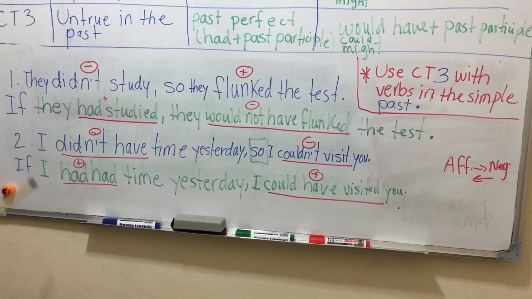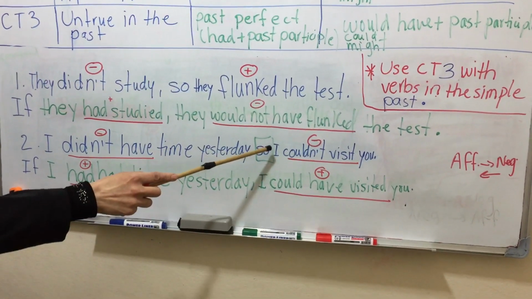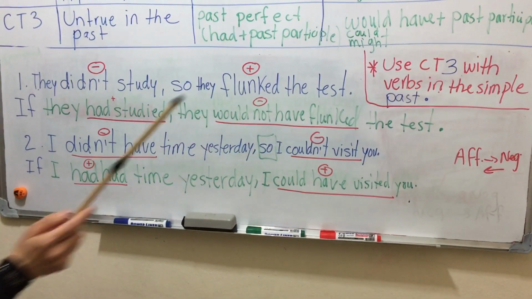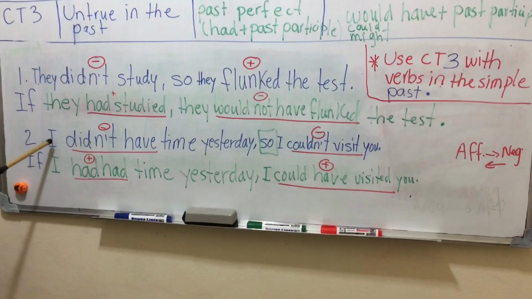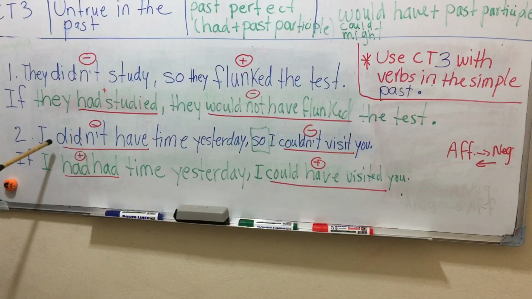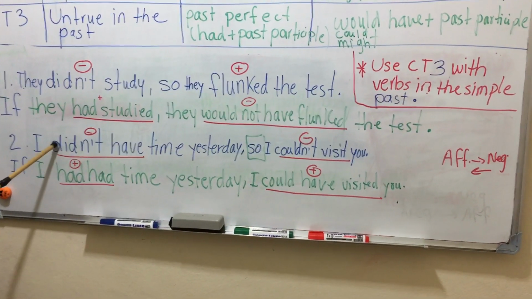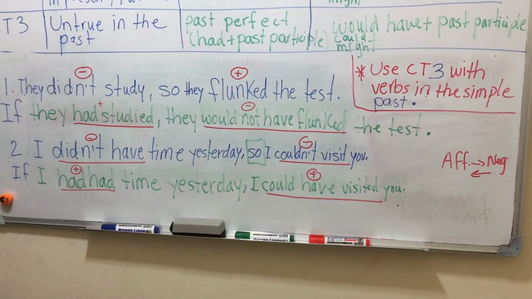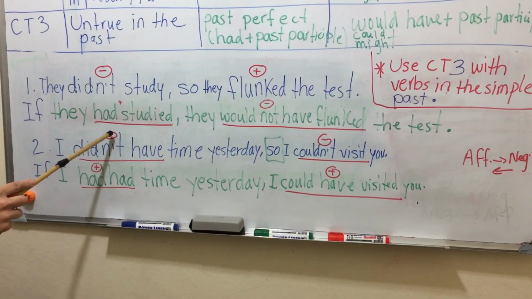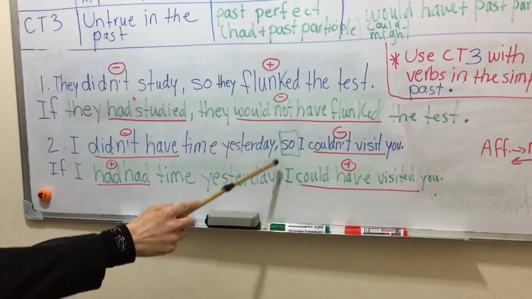And now here's another example. I didn't have time yesterday, so I couldn't visit you. Both of my verbs are negative, and that's the truth. I want to make it untrue, so I'm using CT3, because I have verbs in the simple past. I have did and I have could. So now I'm going to turn the negative verbs into affirmative ones, and of course I have to get rid of so.